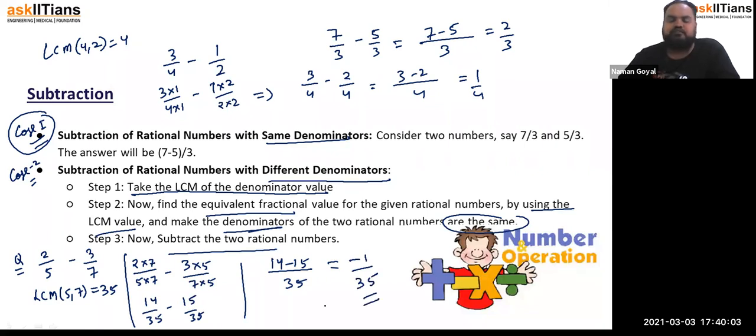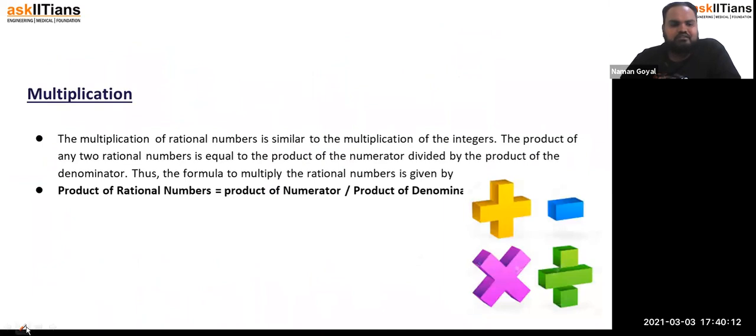So the answer for this particular question, what did we get? We got minus 1 upon 35. Are you getting my point? Okay. Now next is what?